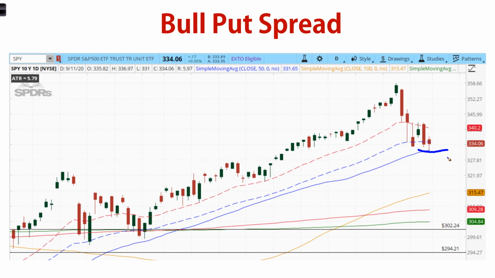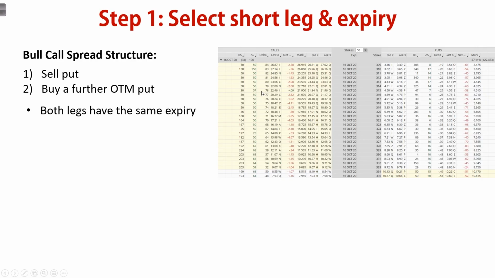But first of all, how are we going to execute this bull put spread? What strike are we going to consider? Let us take a look at that. As mentioned, this is the structure of the bull put spread. We will be selling a put and then we will buy an insurance further out of the money. And it is important that both legs have the same expiry.